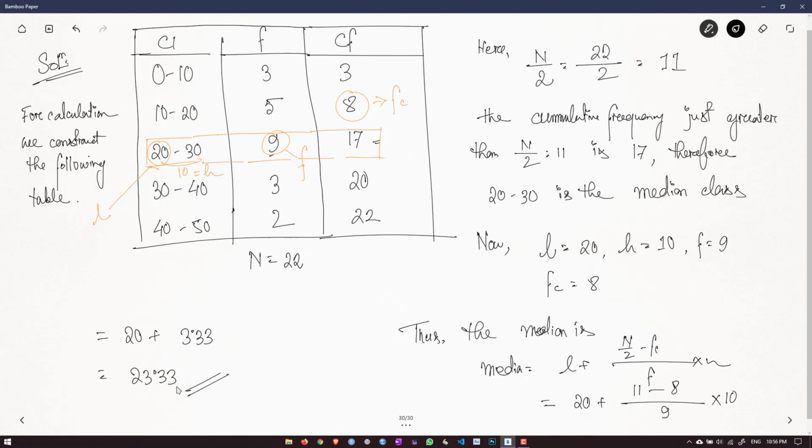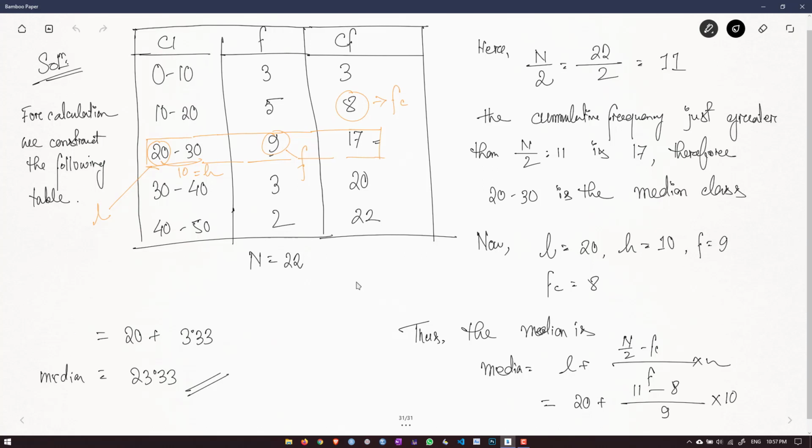Now the value 23.33 obviously lies between 20 and 30, which is the assumed class of median, or the range within which our median will lie. That means we are within the range. That means our calculation is correct. So median is equal to 23.33. So that is how we calculate median.